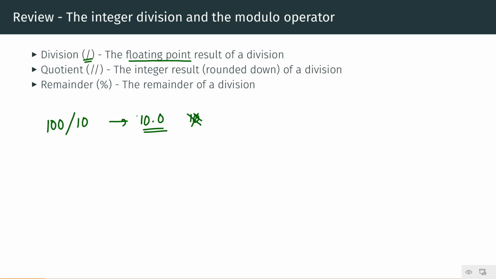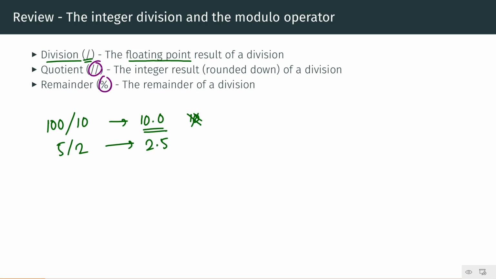If the result is a whole number, then you have 0 after the decimal. If it's not, you have non-zero numbers after the decimal, right? For example, if you try 5 over 2, you'll get 2.5, right? So this is done using the division operator. But Python also gives you two other operators. One is the quotient operator and the other one is the remainder operator, right?